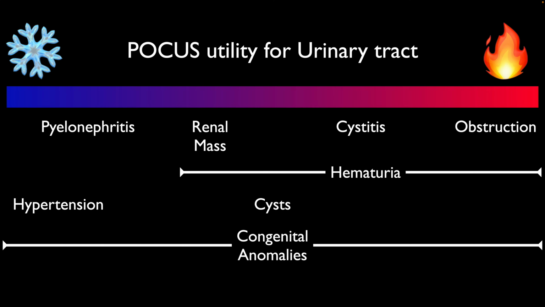For example, you can see in hematuria that may be the first sign or symptom of a renal mass or cystitis or obstruction, including kidney stones or ureteral lithiasis. And I think we have to keep in context that there are many pathologies out there, these being some of the more common ones, and what utility clinical ultrasound has.